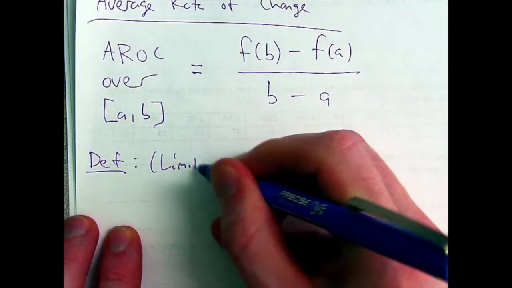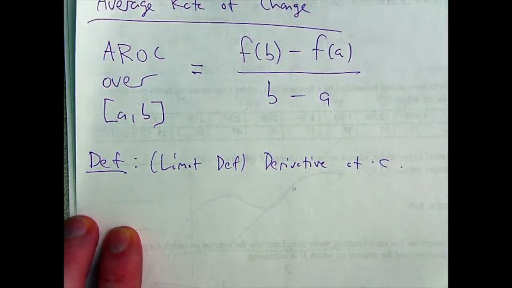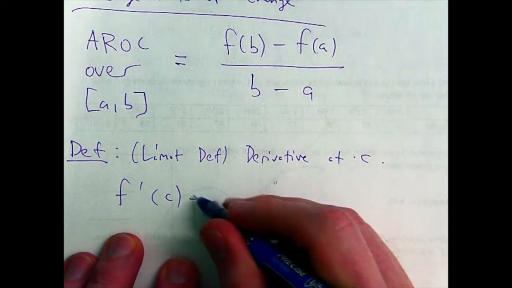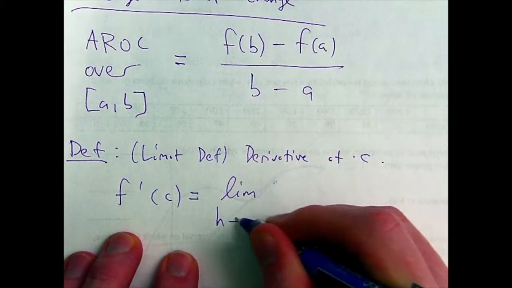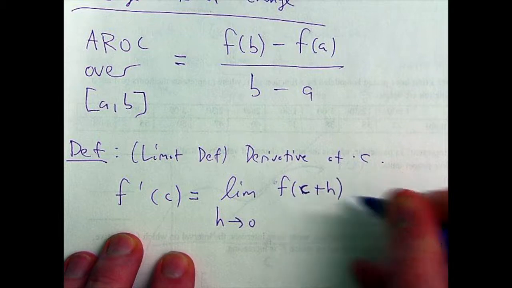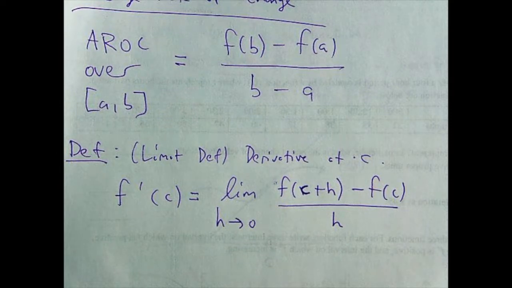So this is the limit definition of the derivative at c. f'(c), which is the derivative of f at c, is equal to the limit as h approaches 0 of f(c + h) minus f(c) over h. Okay? This is, I suppose, the real definition of a derivative. As you can see, the derivative is actually a limit. And this is the whole reason that we study limits, because derivatives are limits, and that's why they're so important.